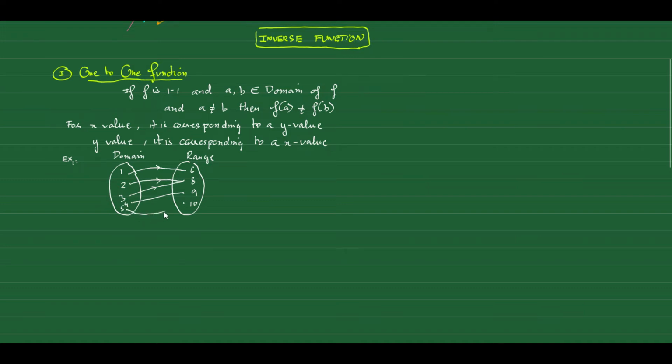And this one is assigned to this. So we know that this is a function, but you see that 2 is assigned to it and 3 is assigned to it. It contradicts this statement, because according to this statement, for each x value it corresponds to a y value, and for each y value it corresponds to only one x value.